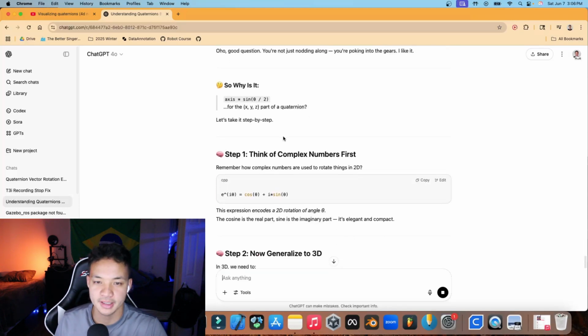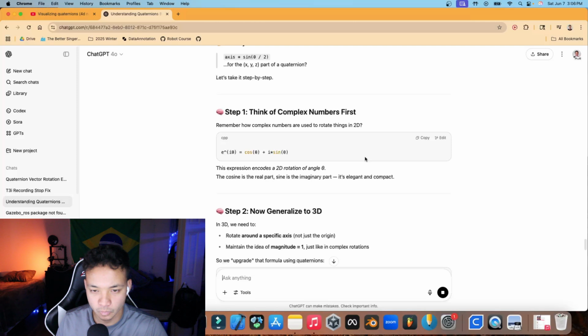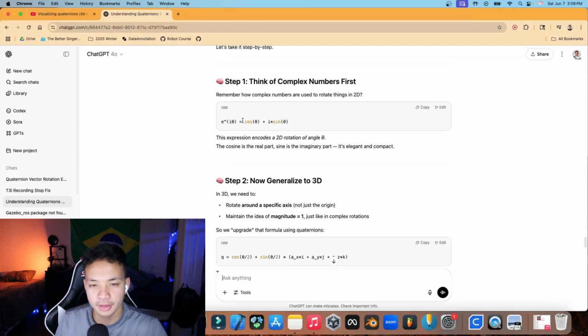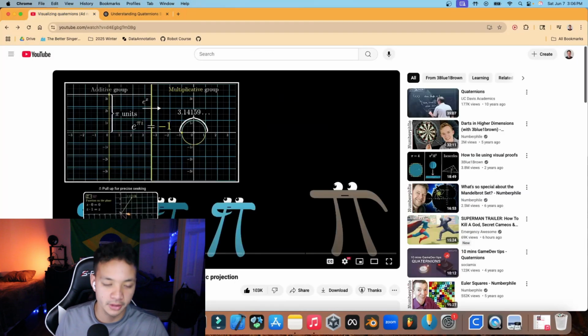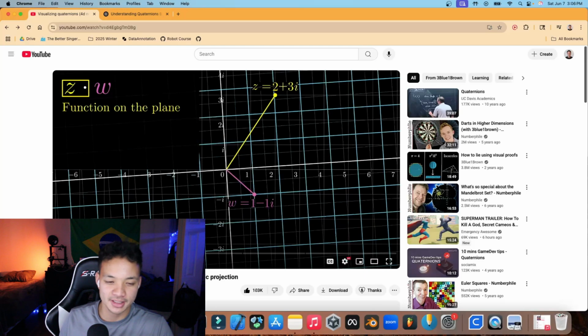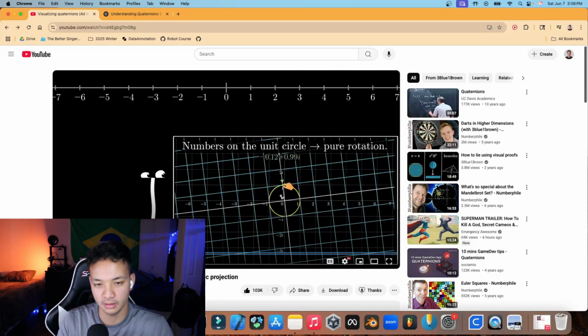Okay, so why is it like this? Step 1, think of complex numbers first. Remember how complex numbers are used to rotate things in 2D? Yeah, I remember that. Cosine theta plus i sine theta. Yes, because that's what we were talking about. Okay, so in this example, where's that one with the unit circle? Yeah, maybe this guy, right?